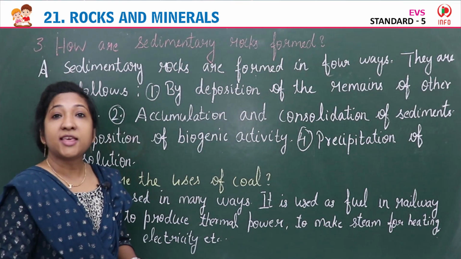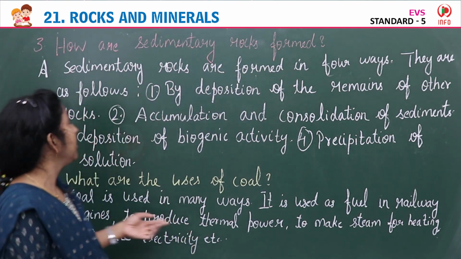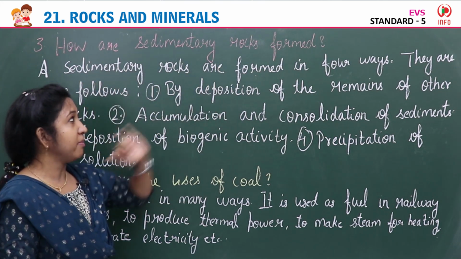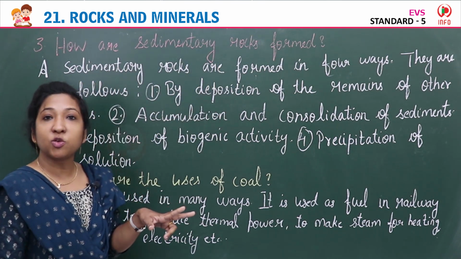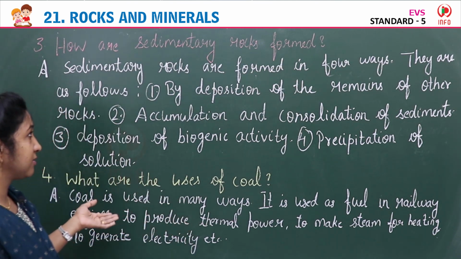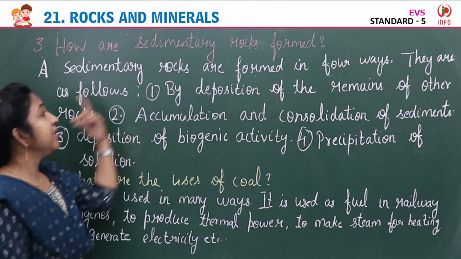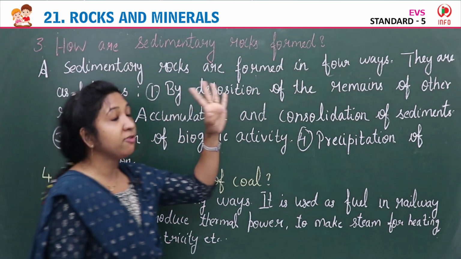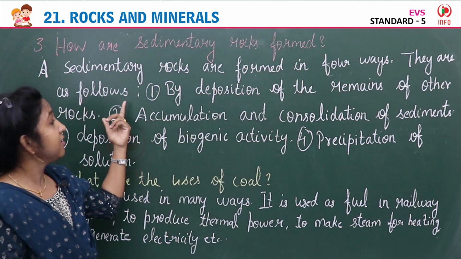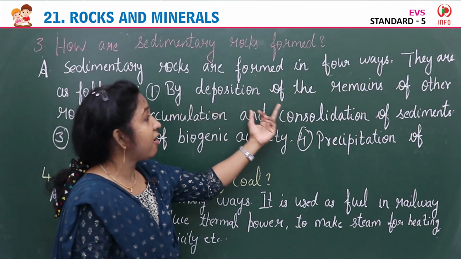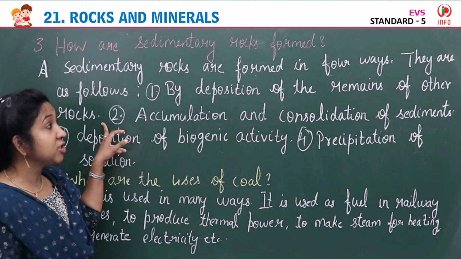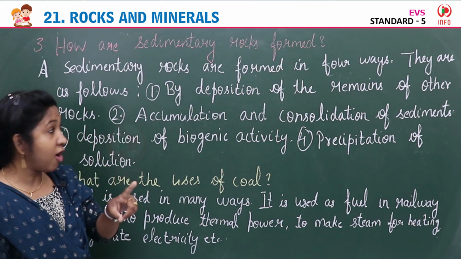Yes, children. So coming to the next question, question number 3. How are sedimentary rocks formed? So the second type of rock you learned about is sedimentary rocks. So how are sedimentary rocks formed? Answer, sedimentary rocks are formed in 4 ways. They are as follows. First, by deposition of the remains of other rocks.